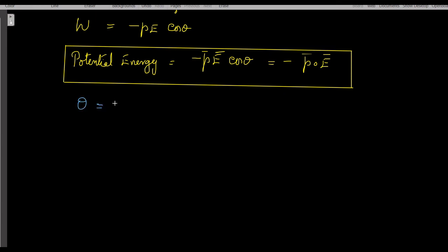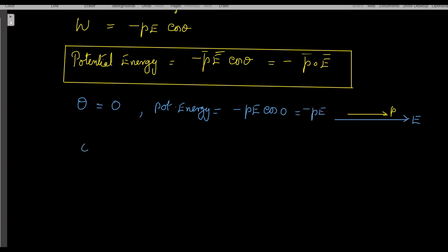When angle theta equal to 0, that means when the dipole is parallel to electric field, this is the dipole moment P, and this is the electric field capital E. When these two are parallel, potential energy of the dipole must be equal to minus PE cos 0, cos 0 is 1, which is equal to minus PE.